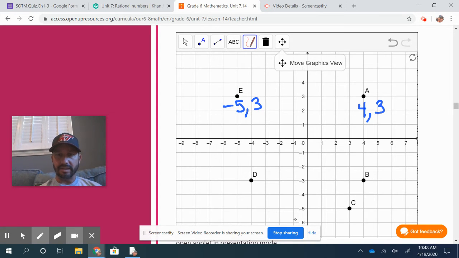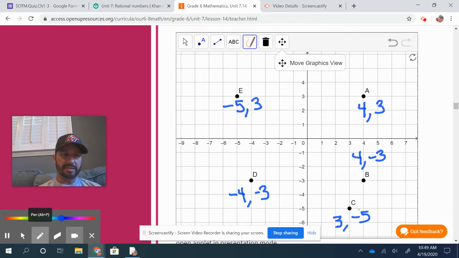D, x-axis again first, -4, and then down to -3. So D is -4, -3. For B, x-axis is 4, y-axis is -3, so this is 4, -3. And then C is over to 3, down to -5, so 3, -5.